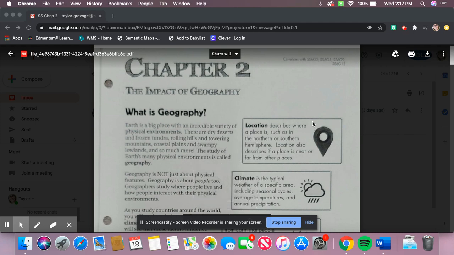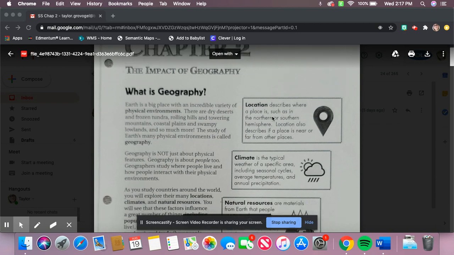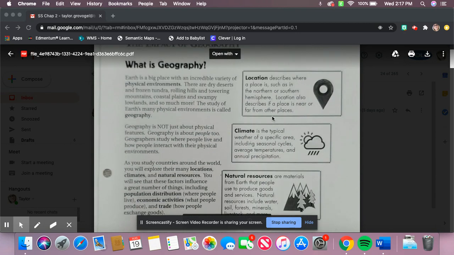All right, guys, so we are now going to be working in our Chapter 2 packet. You need to make sure your packet in front of you looks like the one on the screen. So it's Chapter 2, and we're going to start talking about the impact of geography on different things. Before we can talk about the impact of geography, we have to know what exactly is geography. So we are going to start here on this section of what is geography.